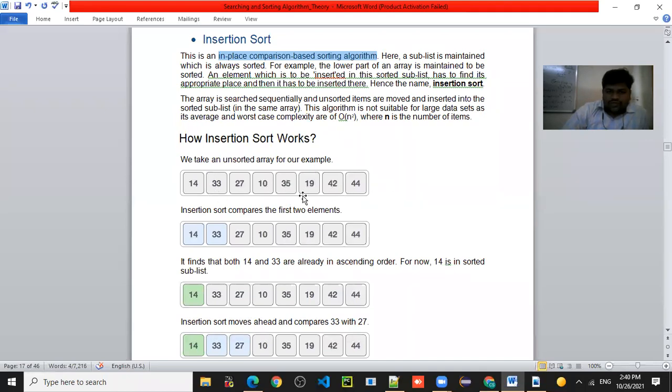In that, the first part, the left side or lower part of the array, is sorted first. The sorted elements we are inserting at the left side, and this is why it is called insertion sort. The array is searched sequentially, and unsorted items are moved and inserted into the sorted sublist in the same array. So we are not changing the array; in the same array we are doing all these changes, right?